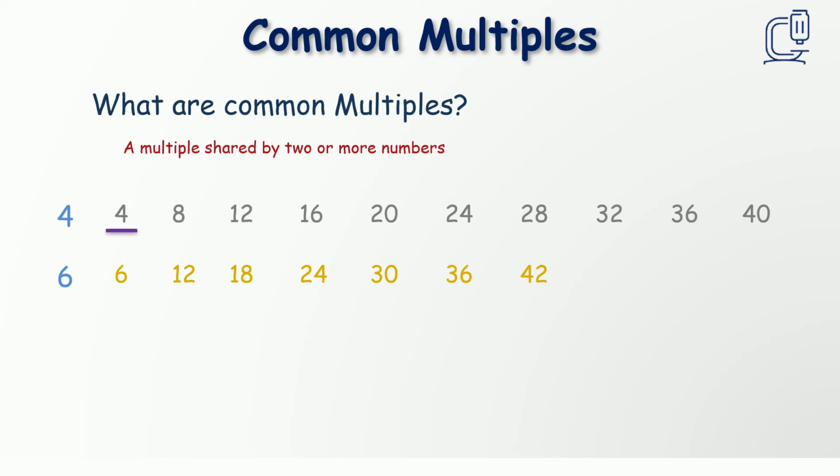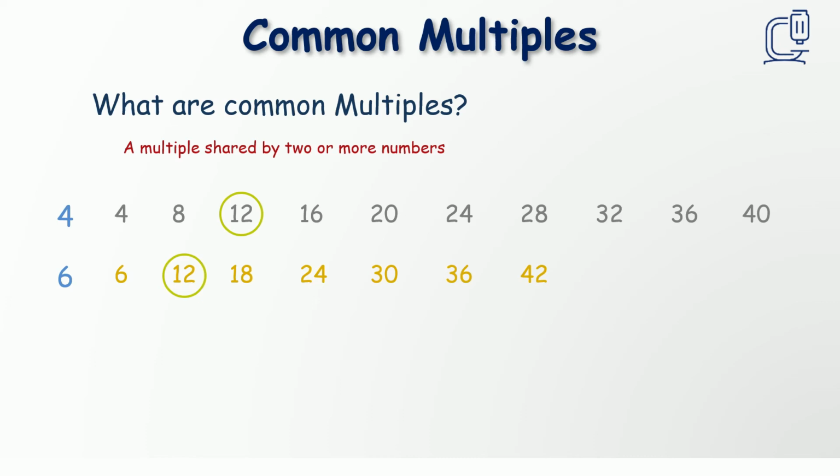Let's start with the number 4. Do we see 4 in the list of multiples of 6? No. So 4 is not a common multiple of 4 and 6. Let's move on to 8. Do we see an 8 in the list of multiples of 6? No. So 8 is not a common multiple of 4 and 6. Let's move on to 12. 12 is in the list of multiples of both 4 and 6. So 12 is a common multiple of 4 and 6.